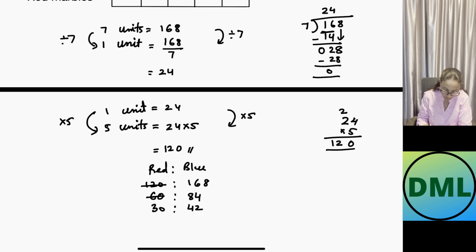I can divide it with 2. 30 divided by 2 is 15. Is to 42 divided by 2 is 21. 15 and 21. 5 plus 1 is 6. 2 plus 1 is 3. This is divisible by 3. Let's divide it with 3. 3 times 5 is 15. So this is 5. 3 times 7 is 21. So this is 7. My ratio for red marbles to blue marbles is 5:7. This will be your answer.